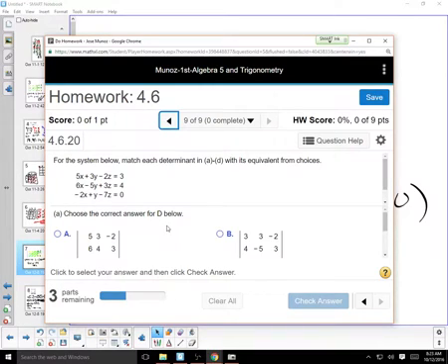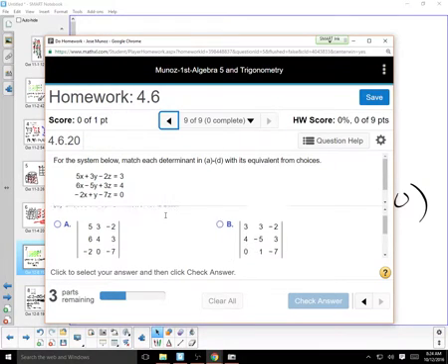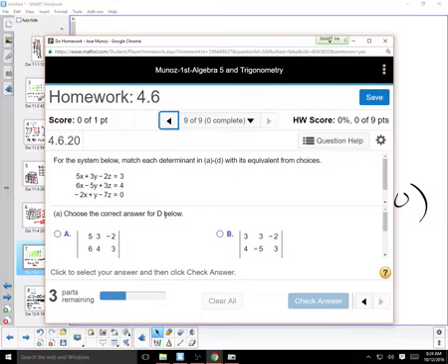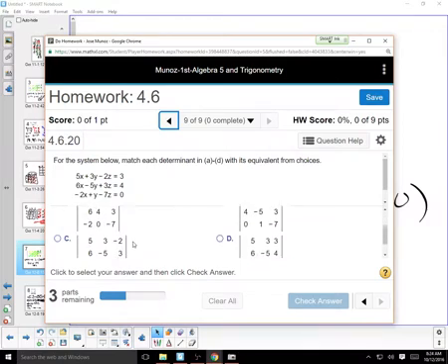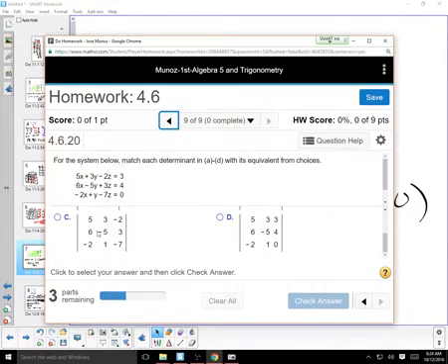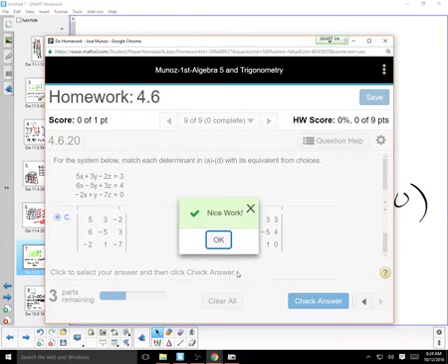So, for the system below, match each matrix in A through D with its equivalent from the choices. Choose the correct answer form for D below. So to find the determinant one, it's going to be just all these coefficients, right? So 5, 3, -2, looks like this one starts off, but it has 6, 5, 3, so that's not it. 5, 3, -2, 6, -5, 3, -2, yep, that's the one right here, because all these numbers in here match up with the values in there. So check the answer, nice work.